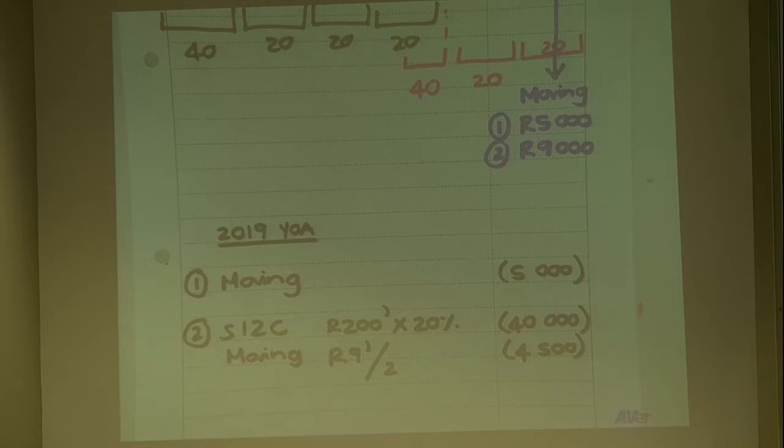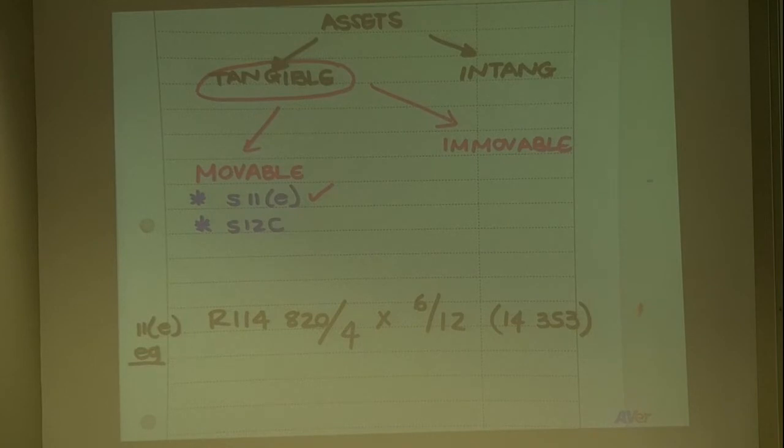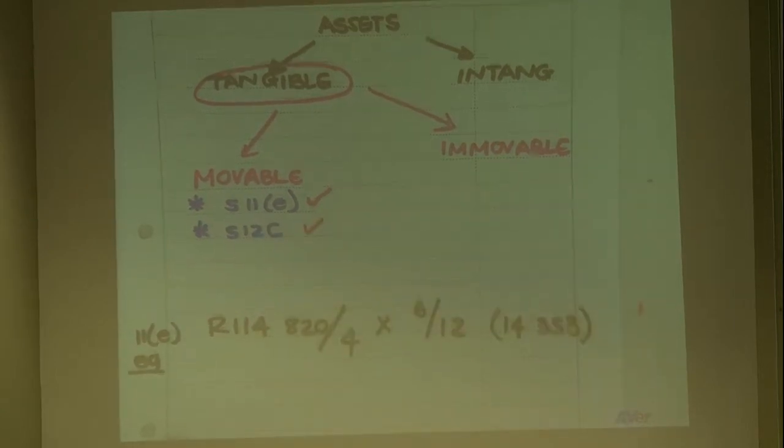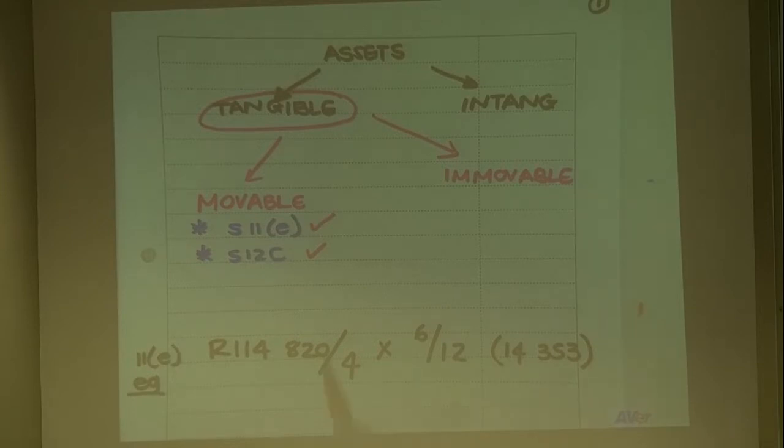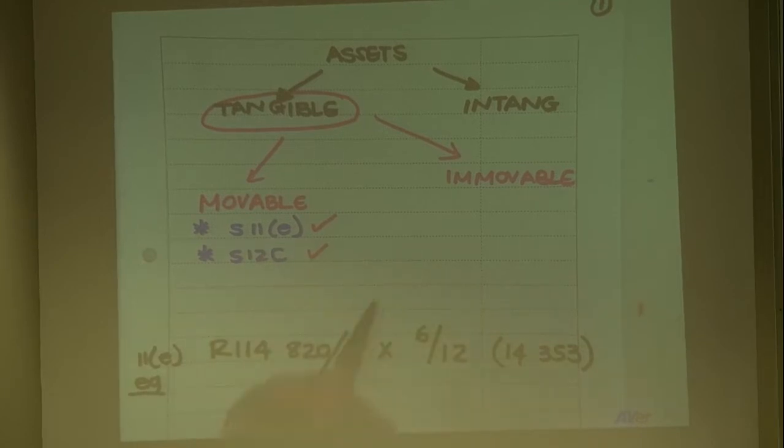Right, so that brings us to the end of our movable assets. Because you'll remember that we said we're only going to speak about section 11, section 11E and section 12 cap C. So again, just to confirm what you're going to do, because 11E is our fallback section, you're going to go to section 12 cap C, check if your movable asset falls in there. If it does, you're going to claim under 12 cap C. If you cannot claim under 12 cap C, you're going to fall back to section 11E. Okay. Right, and that's movable assets. It doesn't get more difficult than that.